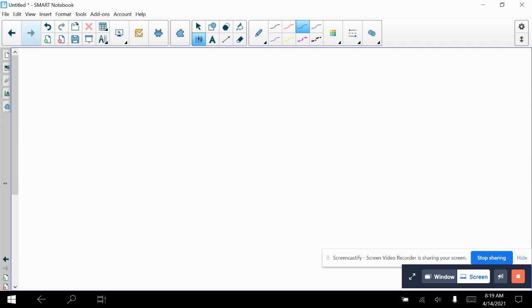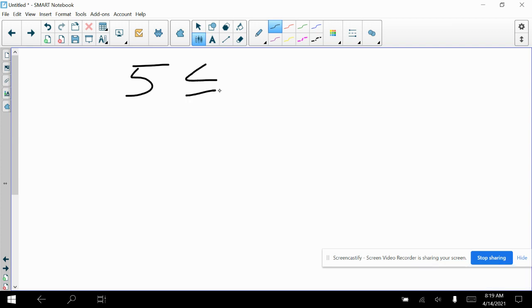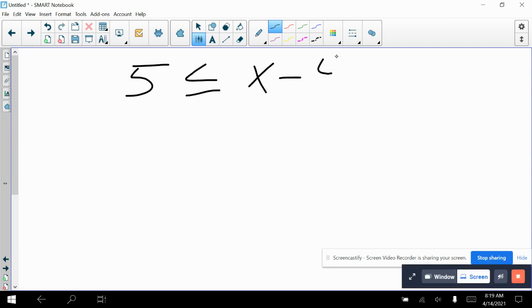All right, I'll let you do this one on your own and then we'll get rolling. 5 is less than or equal to x minus 4. Go ahead and solve that and then graph as well.